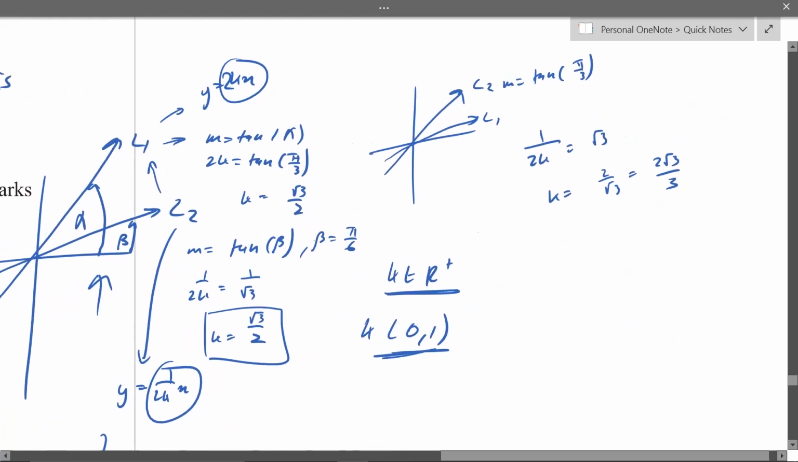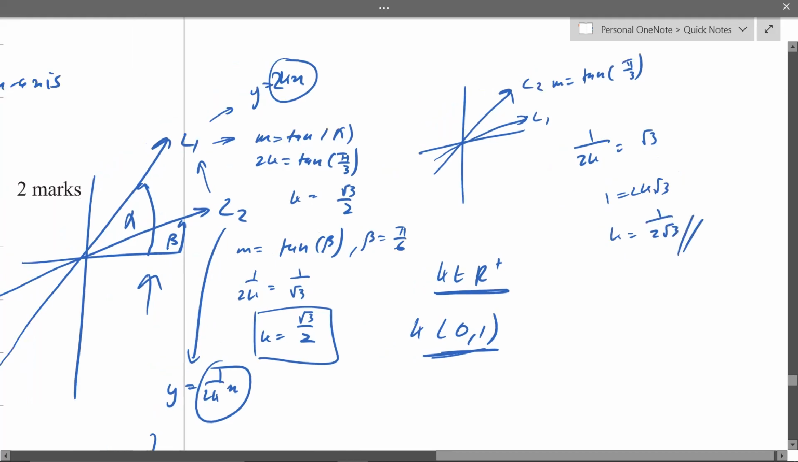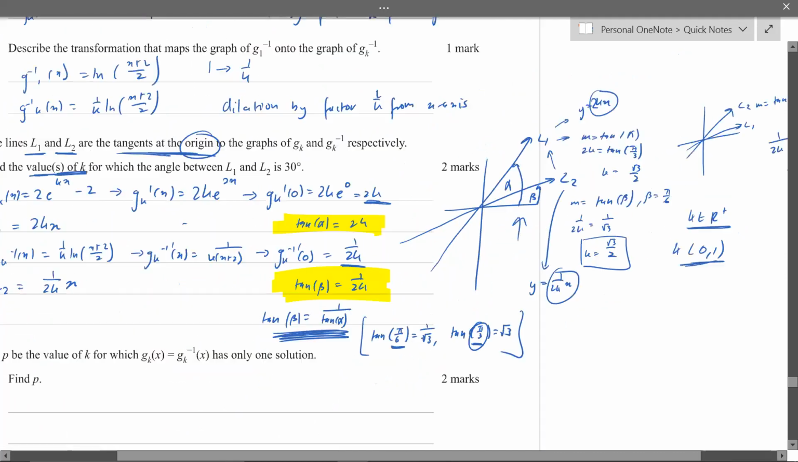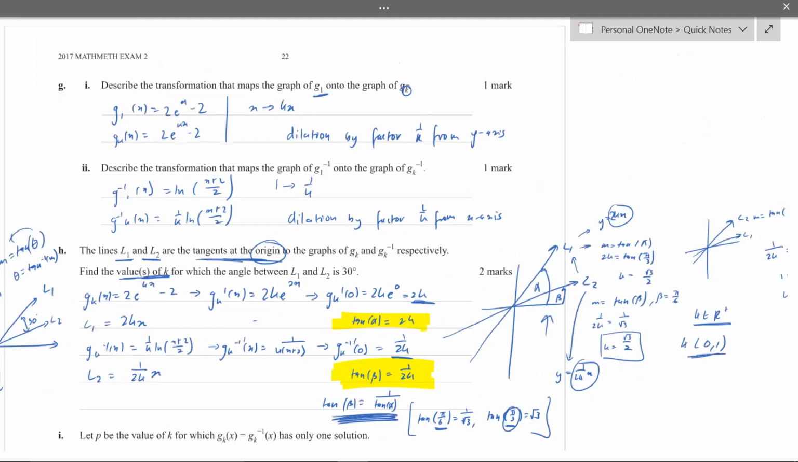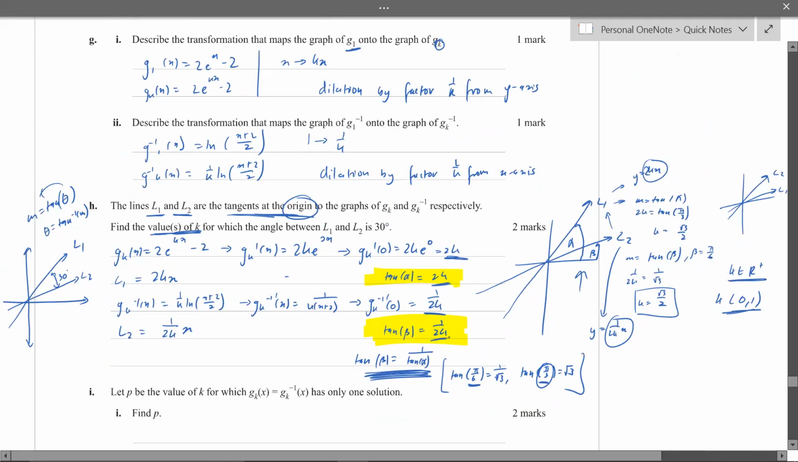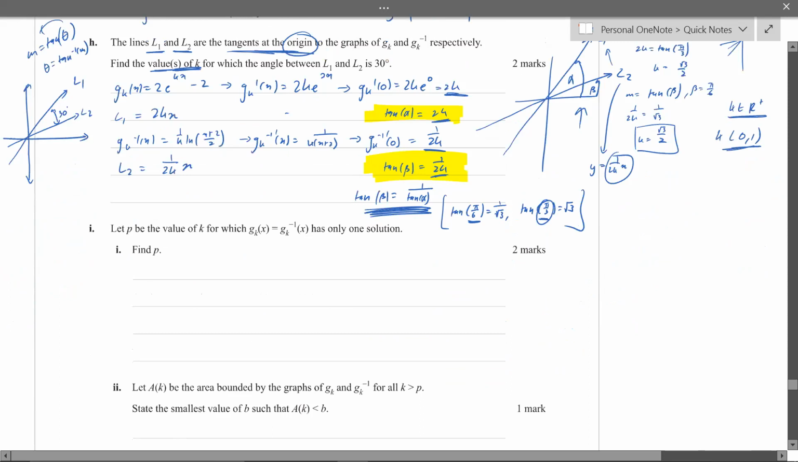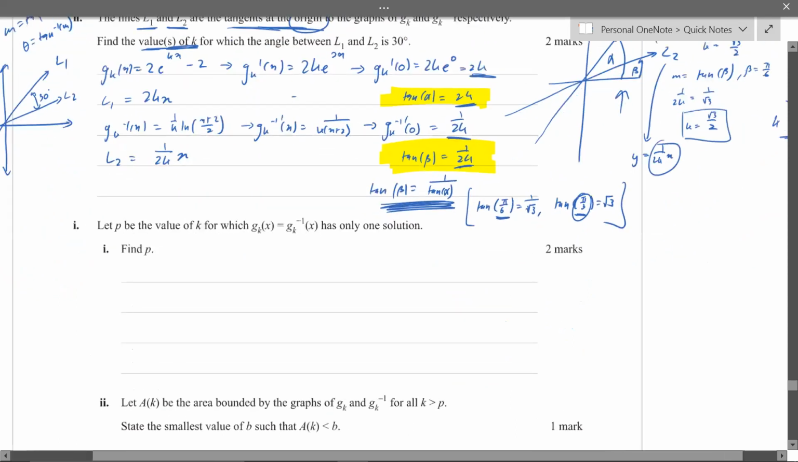Let me just check. I have my answer in a different form. 1 on root 3, that should be right. But sorry, it's the other way around. 1 equals 2k root 3, so k equals 1 on 2 root 3, yeah. So the trick to this question is just realizing that the gradients are like a and 1 on a, and realizing that there's only 2 theta values that that's possible for. If you don't pick that up, you probably get stuck on this question for a while. So yeah, that's part H.